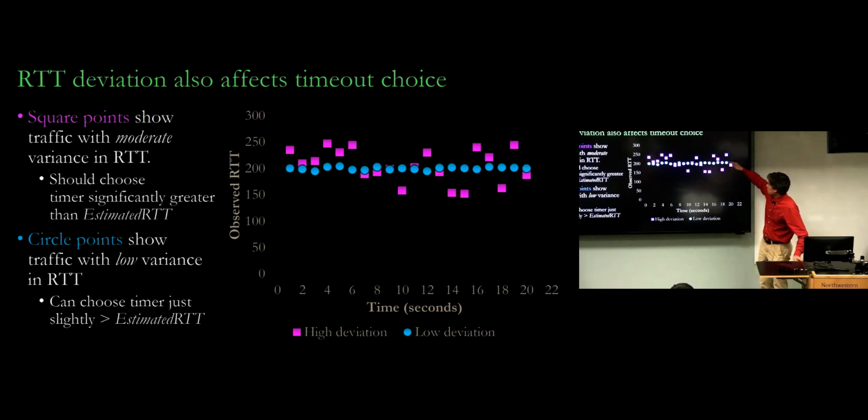So for this blue one, if you're observing this connection, you could set the timeout to be just greater than 200. If you set it to 210, you would be okay. You would never have premature timeouts. But for this pink one, you would want to set it higher because there's more variation. So maybe a threshold of 250 or 260 would be a good one. Okay. So you start off with a timeout and then add a safety margin that is proportional to the variation that you expect. And the next question is, how do you actually calculate that variation?